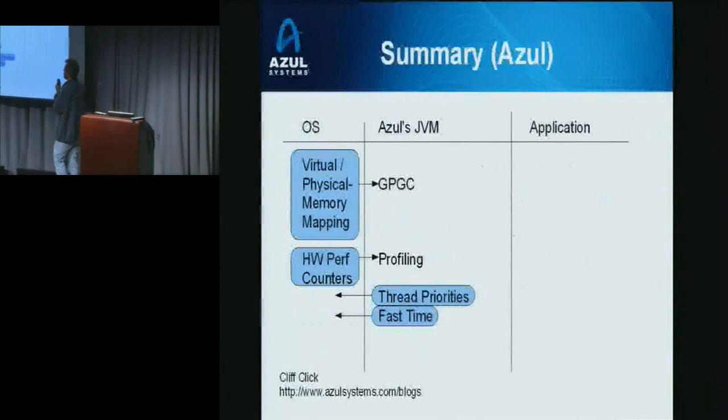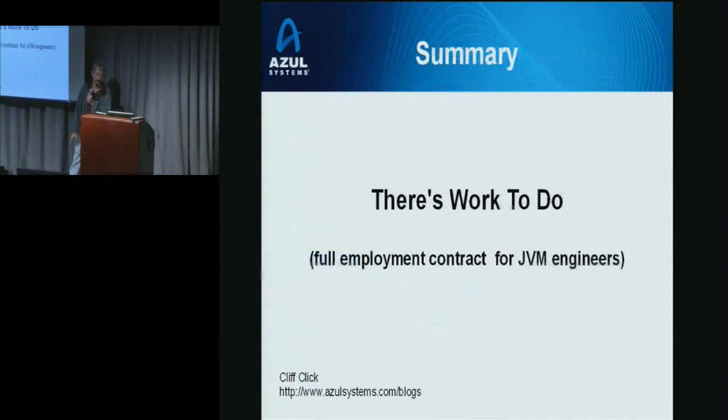So Azul's doing thread priorities by hand. We'd like to see that go into the OS, along with fast time, but we'd like to see hardware perf counters come out into user land because I want to screw with them and look at them. And same with virtual physical memory mappings. So yeah, summary: there's work to do. And that is it. And I have a few minutes to take questions.